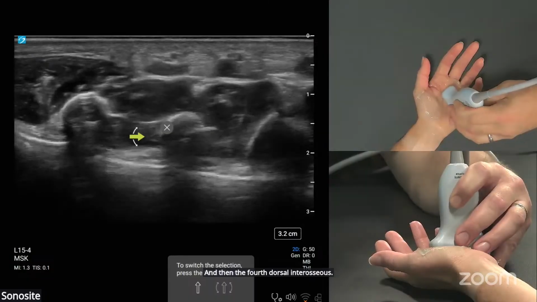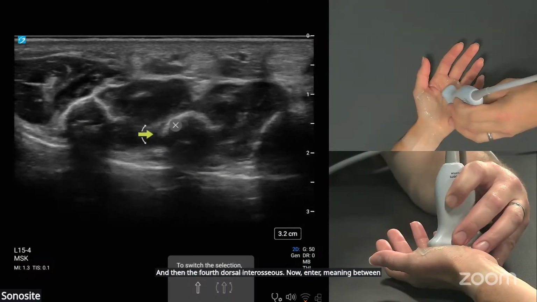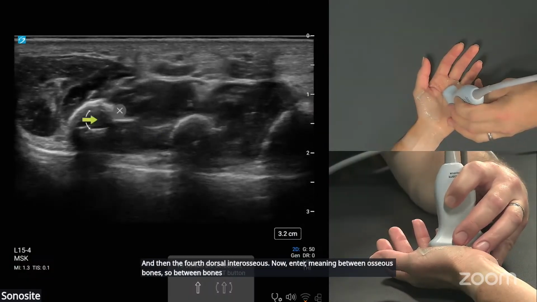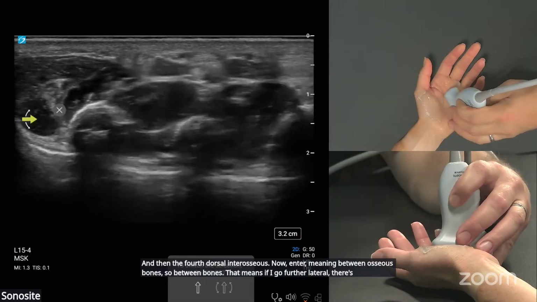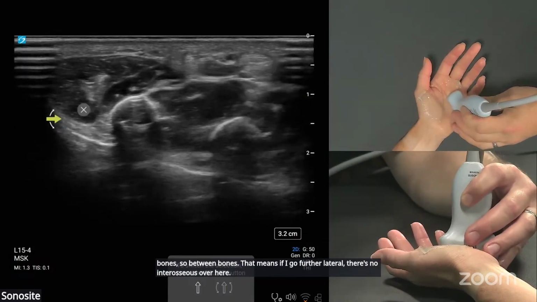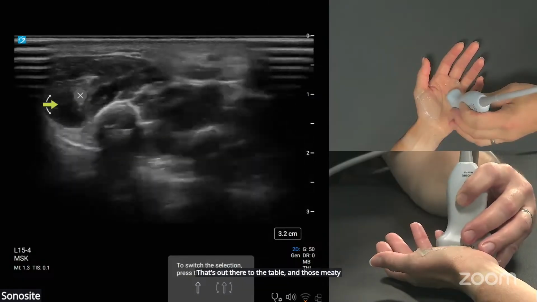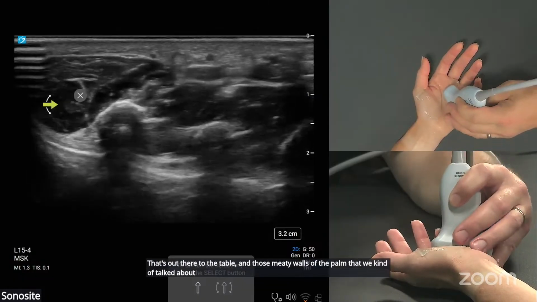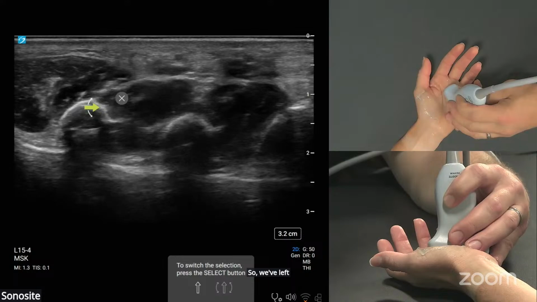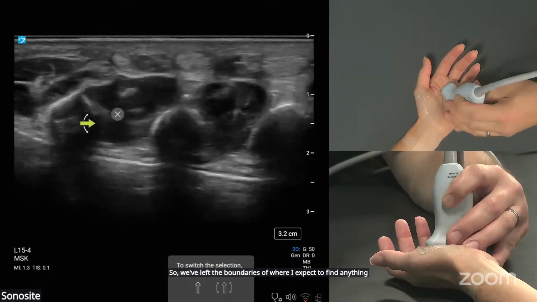Now, inter meaning between, osseous bones. So between bones, that means if I go further lateral, there's no interosseous over here. That's out there to the table and those meaty walls of the palm that we kind of talked about earlier. So we've left the boundaries of where I expect to find anything interosseous related.